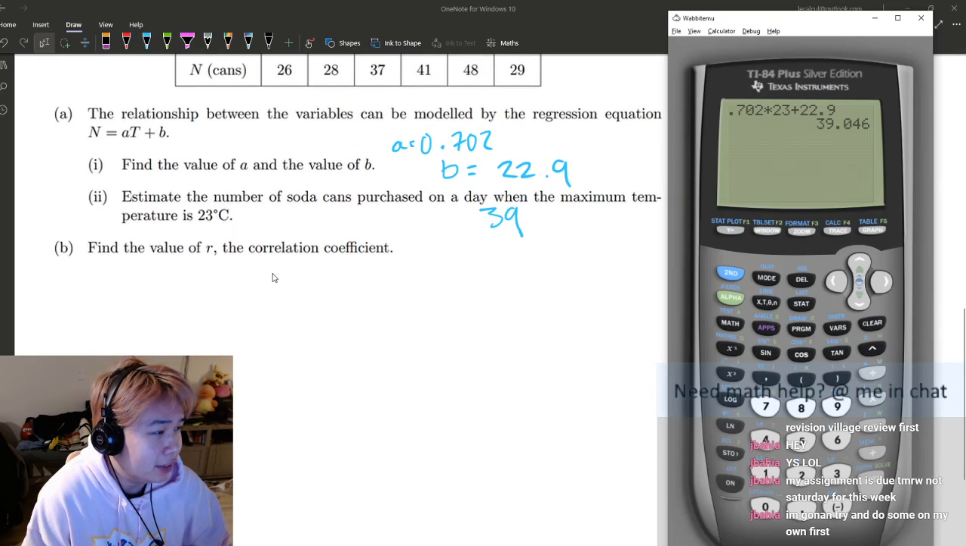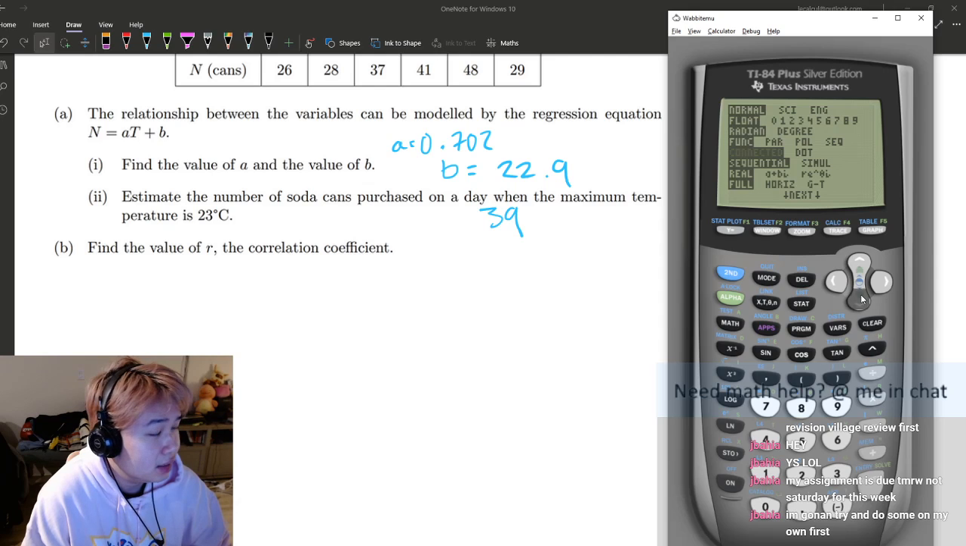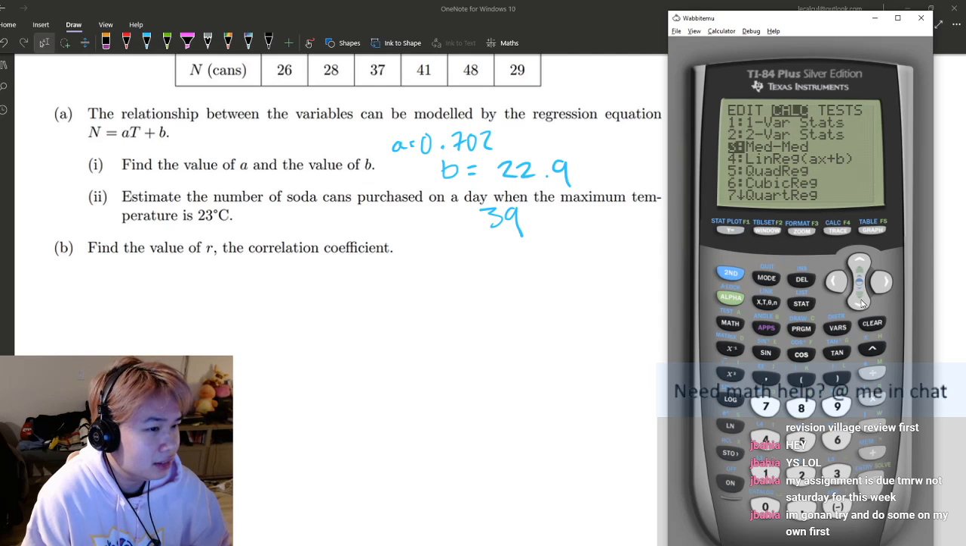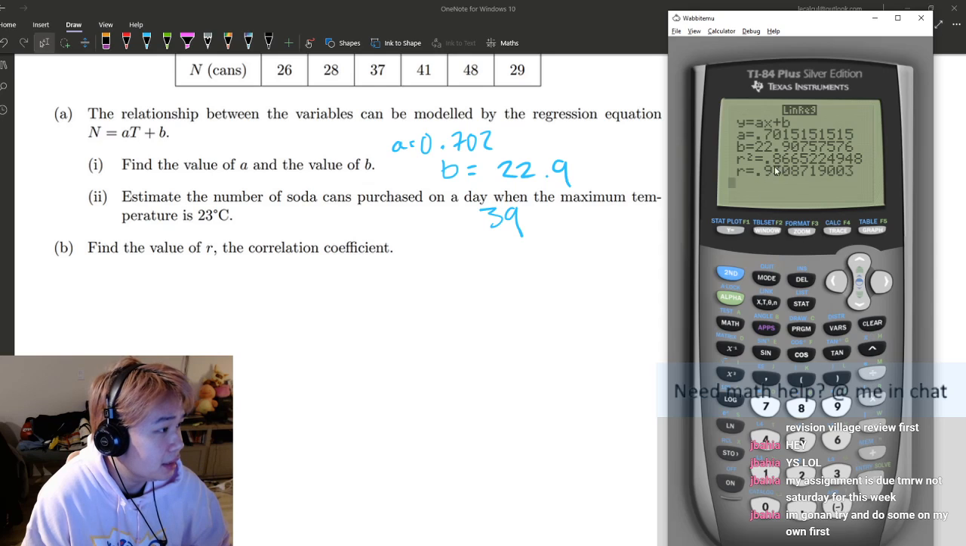And then we need to find the value of R, which is the correlation coefficient. That should have popped up when we did our linear regression. And if it doesn't, then you're going to need to turn it on in your settings. So let's see, mode. And then if we go down to the bottom, we have stat diagnostics. So we can turn this on. So when I do my linear regression again, here's the correlation coefficient, 0.931.